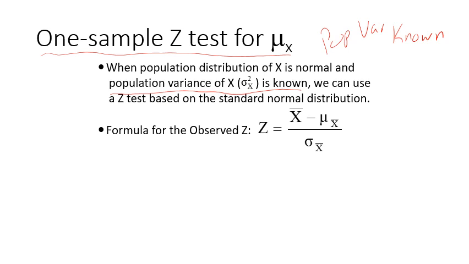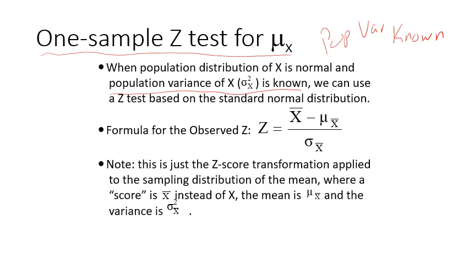For our formula for z, it's the same thing we used last week when we started to look at the standard normal distribution with the sampling distribution of x, so the sampling distribution of the mean. We use this formula, and it's just a z-score transformation applied to the sampling distribution of the mean instead of to raw scores.